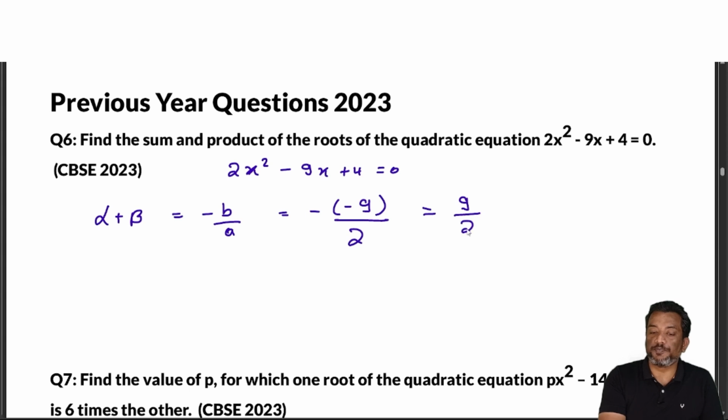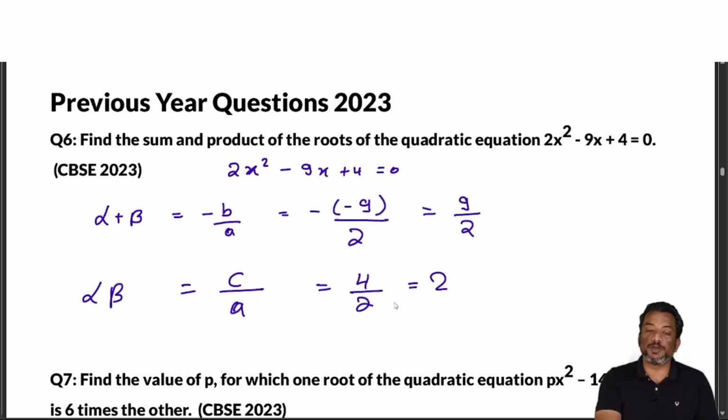Okay, same way product of roots, which means alpha into beta, equals the constant term by the coefficient of x square, which means c by a. So we can say here that is 4 over 2, which is equal to 2. So hope you understand this one. This is simple, based on the formulas.